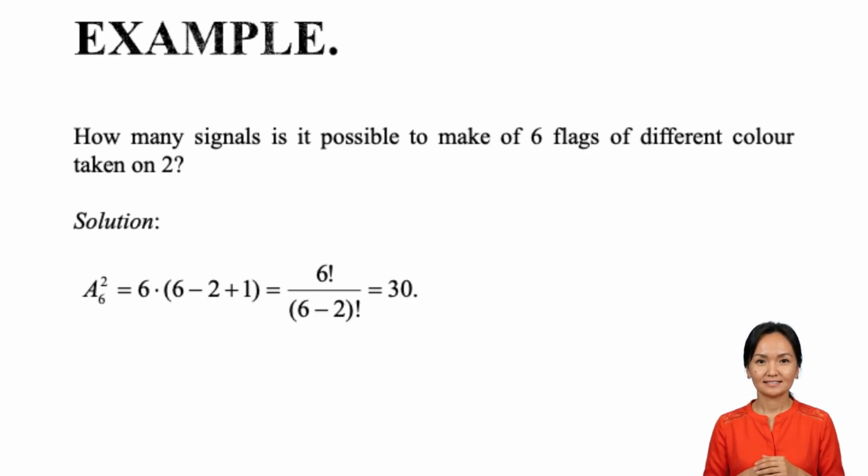What's really interesting is that if you think about it, the number of allocations grows quickly. With 6 flags and taking 2 at a time, we have 30 possibilities, but if we were taking 3 at a time, we'd have 120 possibilities. This shows just how powerful combinatorial formulas are for calculating possibilities efficiently.